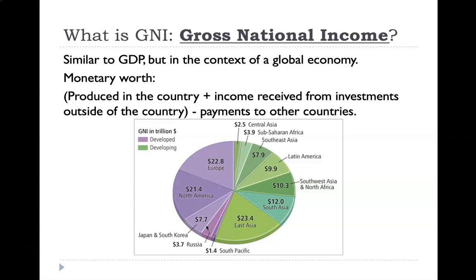So you can see GNI in trillions in the developed world, right? You see North America and Europe, Japan, South Korea in there, and then you have your developing countries as well. But if you look again, like those small places, right? The developed world is very small, but it does accumulate a lot of income.